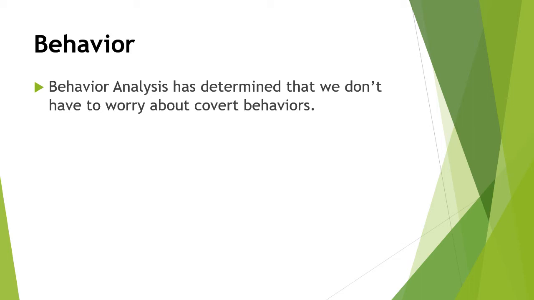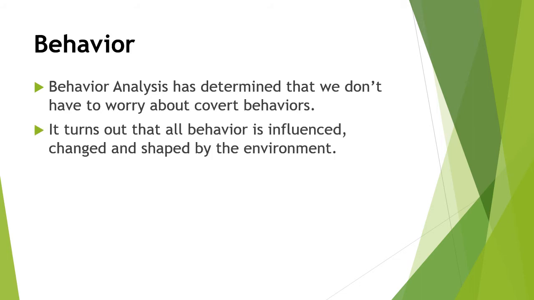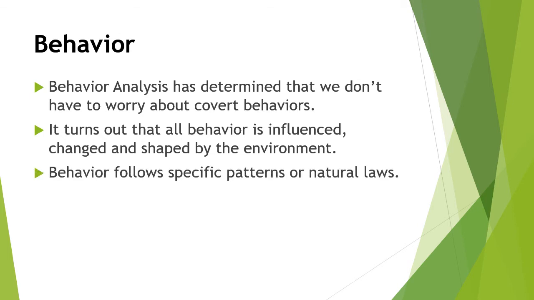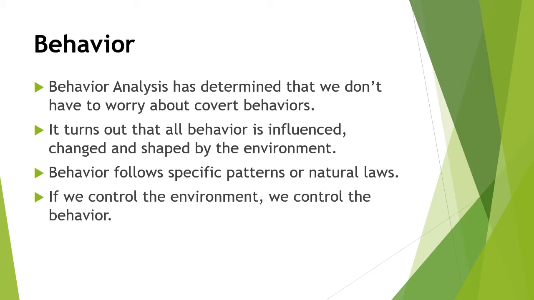An example of a covert behavior would be daydreaming. We cannot see it. We can't observe it. So we're not going to focus on that. But it does turn out that all behavior is influenced and changed and shaped by the environment. Behavior follows specific patterns or natural laws. If we can control the environment, we can control or influence the behavior.